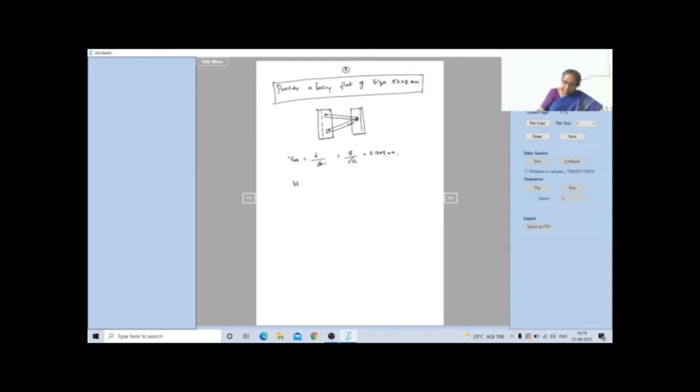2.309 mm. Calculate the KL by r minimum. This should be less than 145. This is the main concept of the lacing. Lacing slenderness ratio should be less than 145 to be safer. So we calculate this.